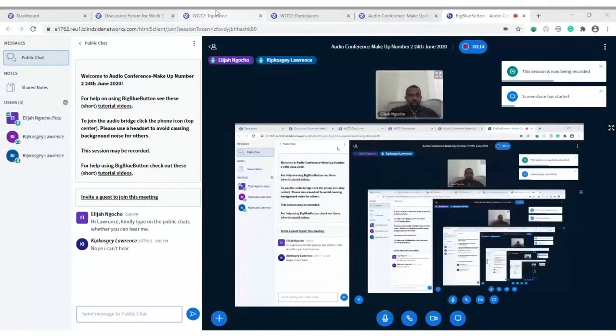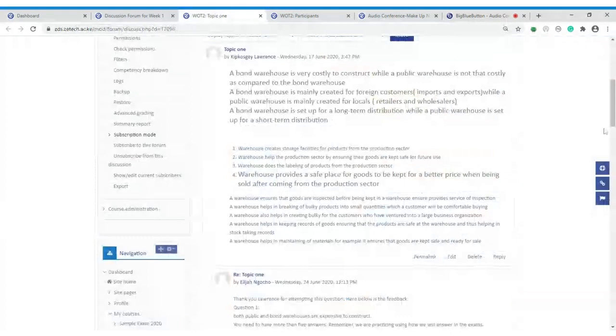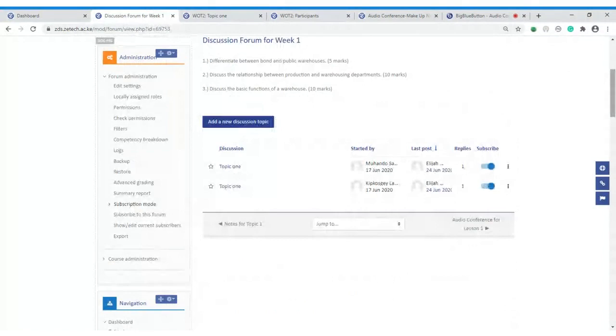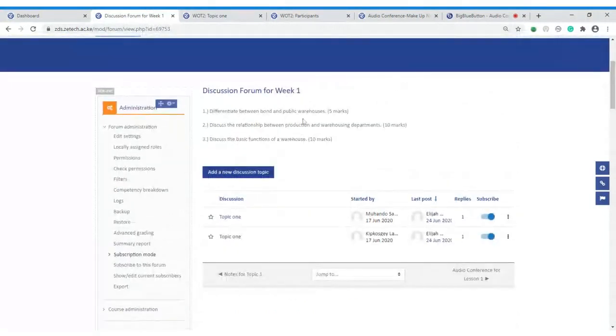Okay, so what you're looking at right now is the question from last week. It reads as follows: differentiate between bond and public warehouses. I'd like to create something here, just to have a different kind of view, so that we can answer this question correctly.